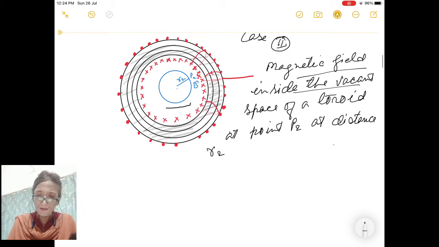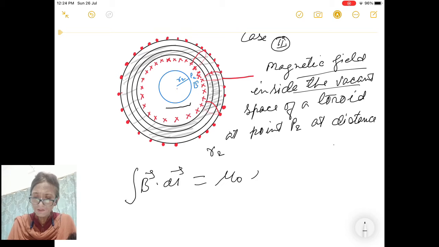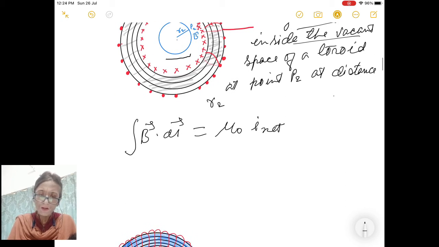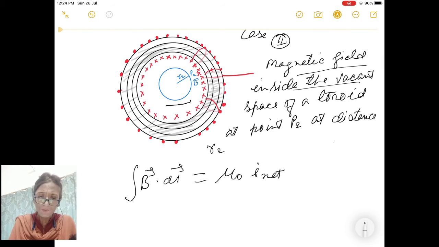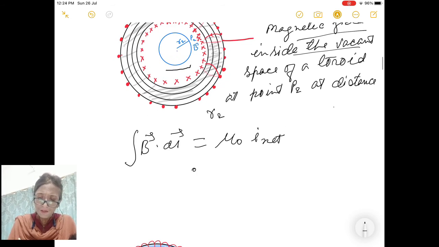Can be obtained using the same Ampere's circuital law, and the law is line integral of B dot dl is equal to mu naught times total current flowing inside, I net. Now we can see no current is flowing inside this Amperian loop. All the current is flowing outside the Amperian loop. Therefore, here I net is equal to 0.